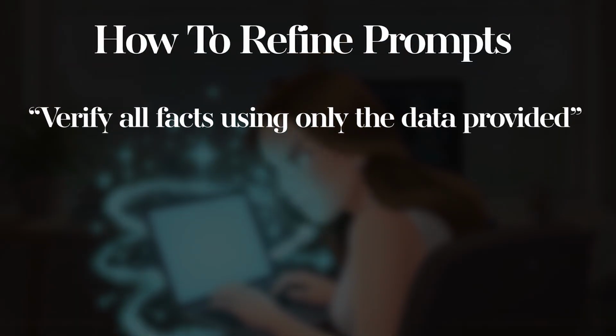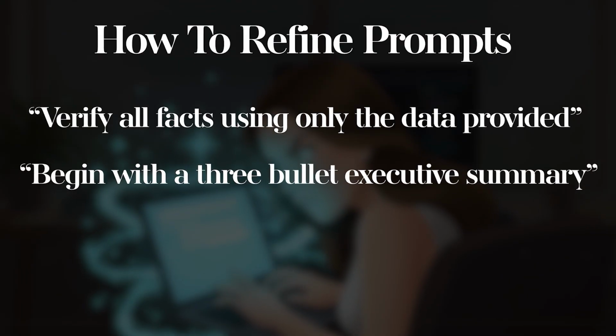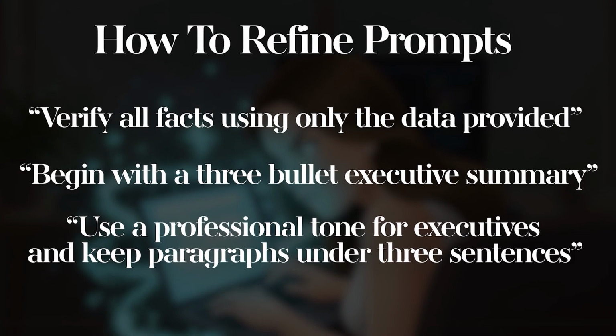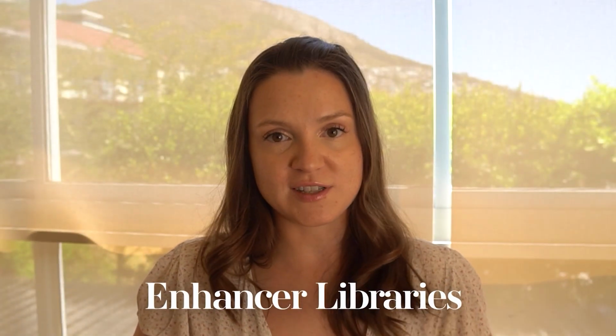If something fails the checklist, you don't manually fix everything. You refine your prompt. So you might add, verify all facts using only the data provided, or begin with a 3-bullet executive summary, or use a professional tone for executives and keep paragraphs under 3 sentences. So this is where enhancer libraries come in. Enhancer libraries are copy and paste lines that you add inside your existing templates to upgrade them.